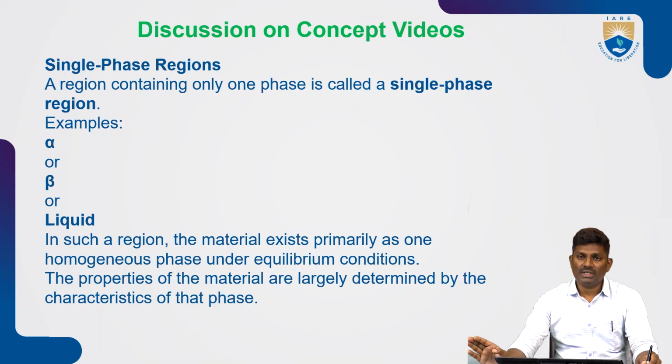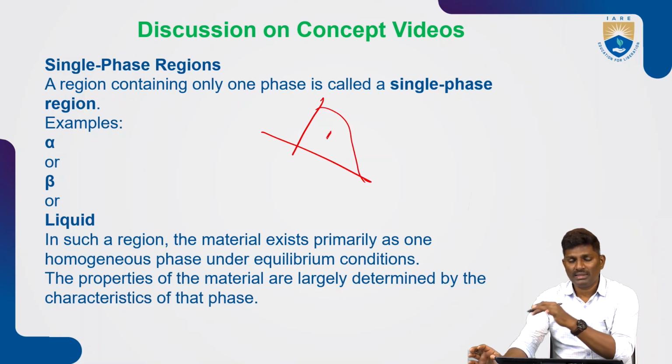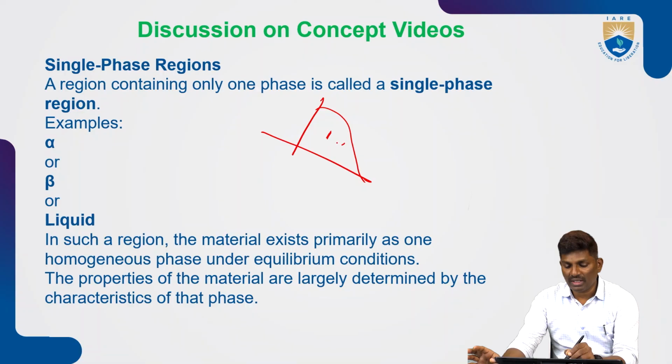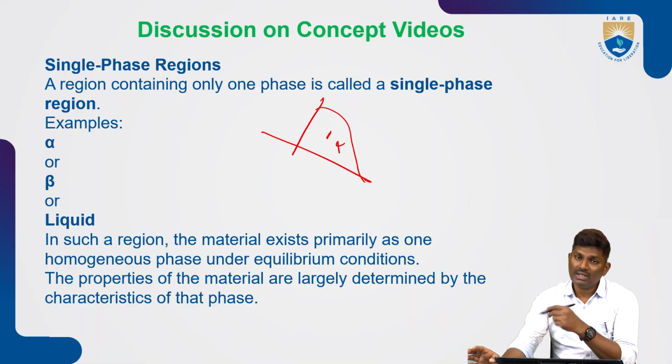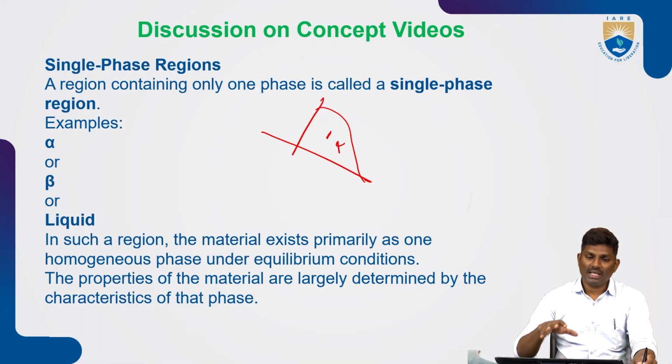So single phase region, what is happening? A region that contains only one phase is called a single phase region. So there are no other types of phases. So what are the regions which have only a single phase? So this is my X and Y. It has only one phase, a single phase. There is no other type of phase. That type of thing is called a single phase region. An example is alpha or beta. Either alpha will be there, or beta, or gamma, or some liquid. Only one phase is available in that region, and that type of system is called a single phase region.